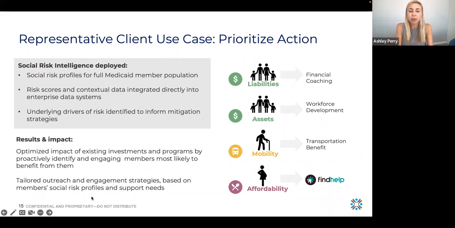The other thing this will help you do is be able to identify gaps that you might have. So for example, if you're seeing that a high degree of your members are at elevated risk for housing instability, and you do not have a program or a partnership in place around that, it can help your team understand the impact that investing in that type of program could have, and the need that you have across your member population.